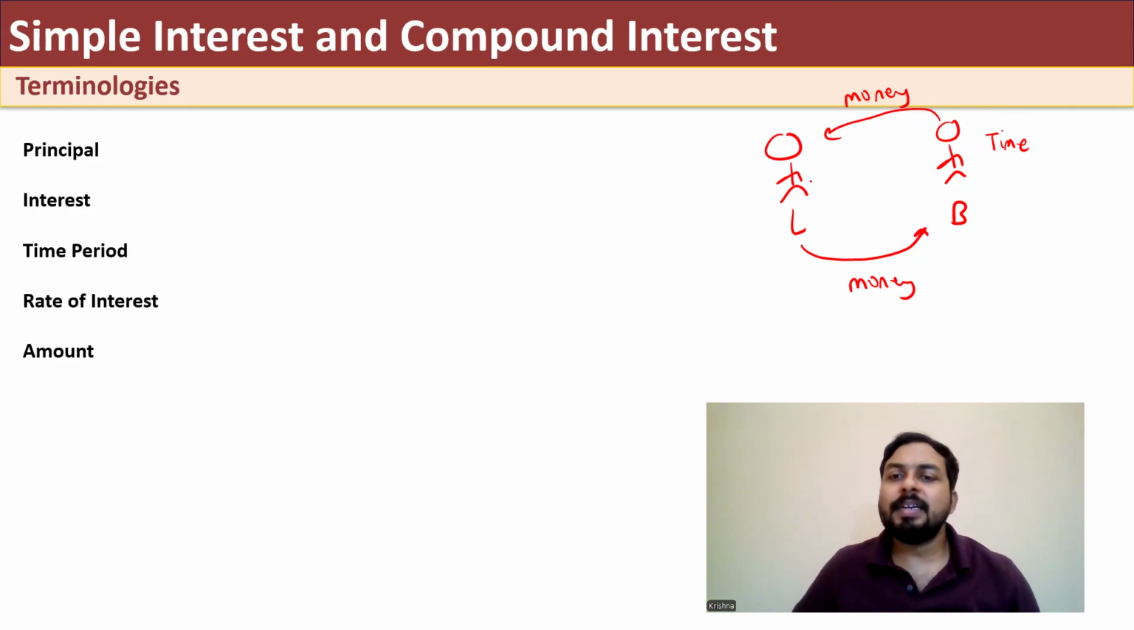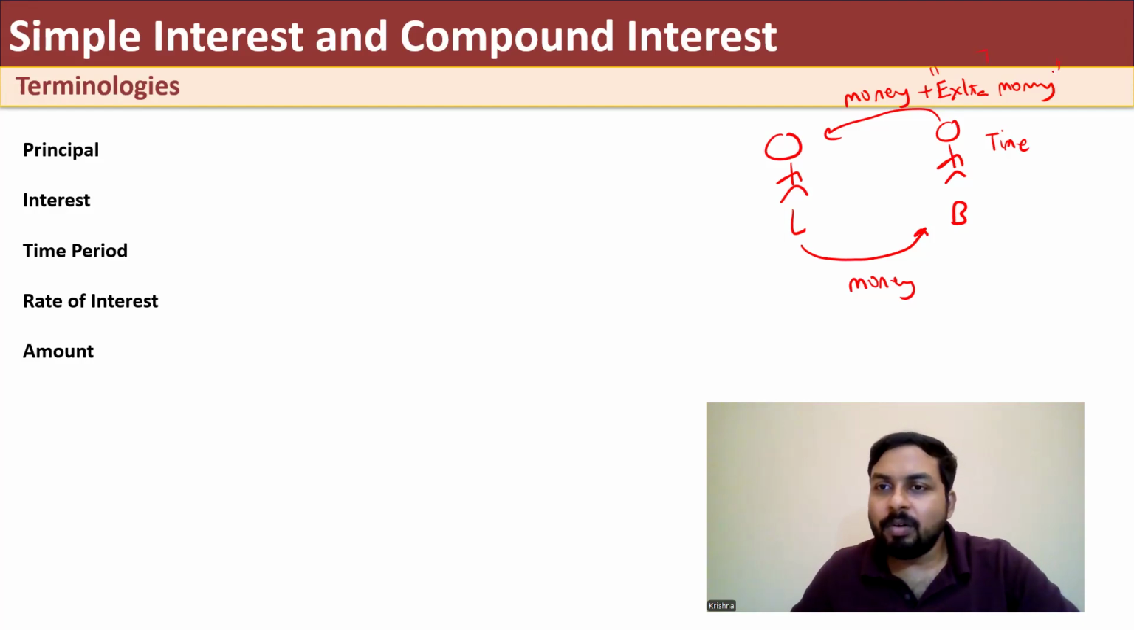Now, what is the advantage that the lender is getting out of this? The advantage that the lender is going to get is when the borrower is returning this money to the lender, he is going to pay extra money to him. And that is the advantage that the lender is getting. This extra money is called as interest. What is this extra money called as? Interest. Okay, and this entire chapter is about this interest.